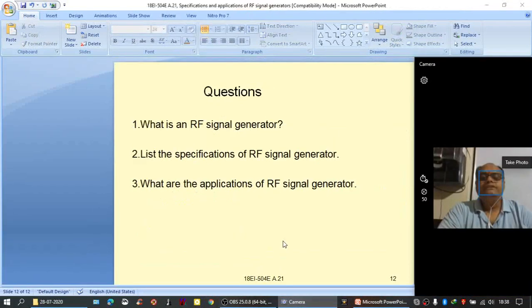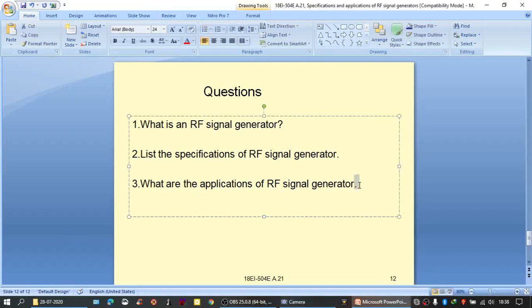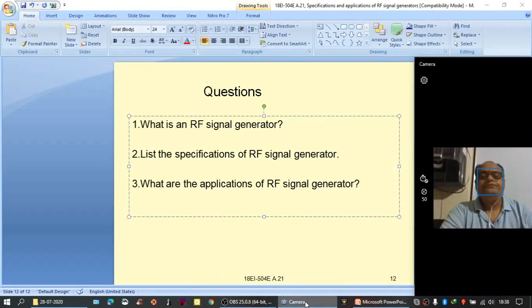This is all for today, and these are the questions which can be asked in your final exam. What is an RF signal generator? List the specifications of an RF signal generator, and list the applications of an RF signal generator. What are the applications? is a question.